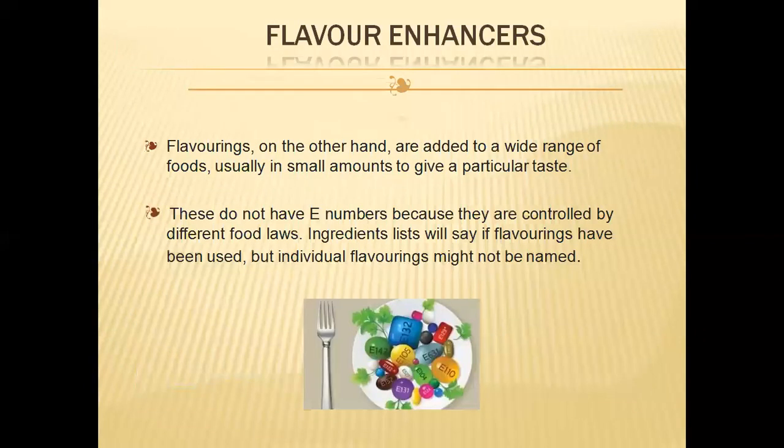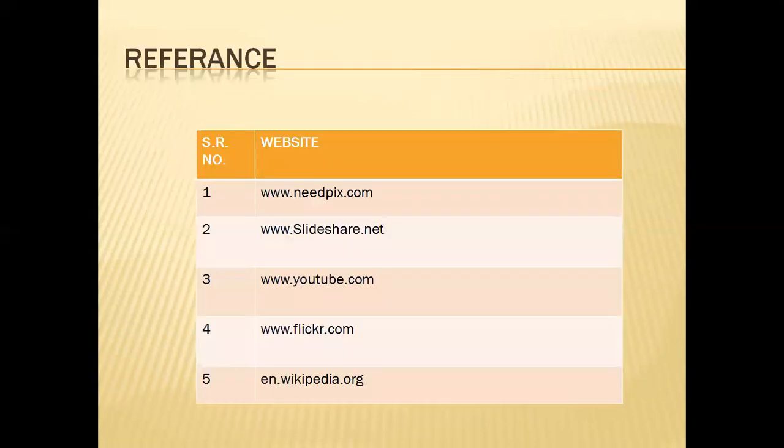Okay. Flavor enhancers, on the other hand, are added to a wide range of foods. Usually it's a small amount to give a particular taste. You don't have to add too much. These do not have E numbers. Remember that flavor enhancers don't have E numbers because they are controlled by different food laws. The ingredients list will say flavoring has been used, but individual flavoring might not be named. Okay, remember that point.